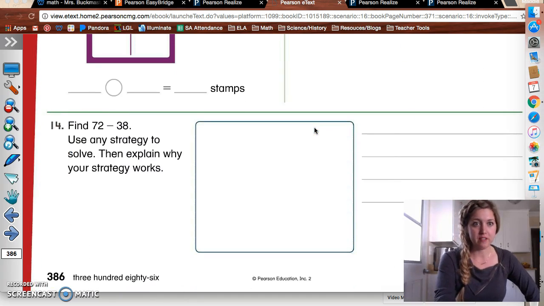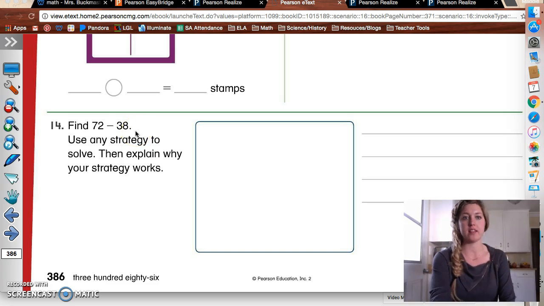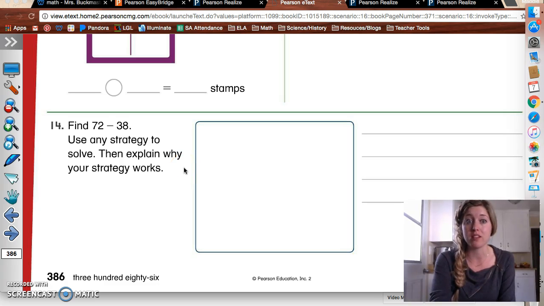Number 14, find 72 minus 38. Use any strategy to solve. Then explain why your strategy works. So you can pick your favorite strategy out of all the ones that we've learned about to subtract to find 72 minus 38. You can solve in here, and then over here I need you to put in words what your thinking was as you use that strategy. You can pause and do that.